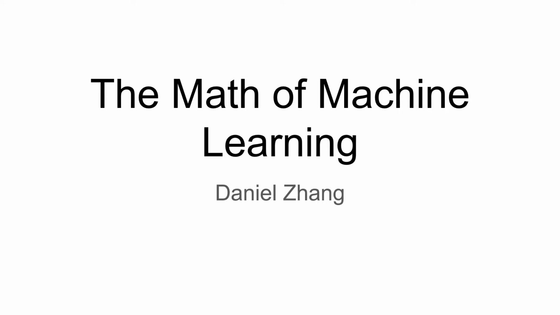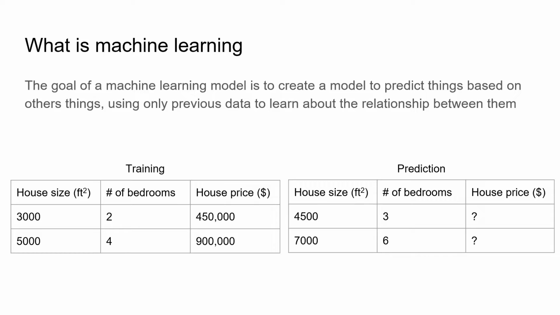All right, this is my project on the math of machine learning. I'll start off by talking about what machine learning is. The goal of machine learning is to make predictions based on trends of previous data. It directly applies the math that we've learned this year, both linear algebra and multivariable calculus.